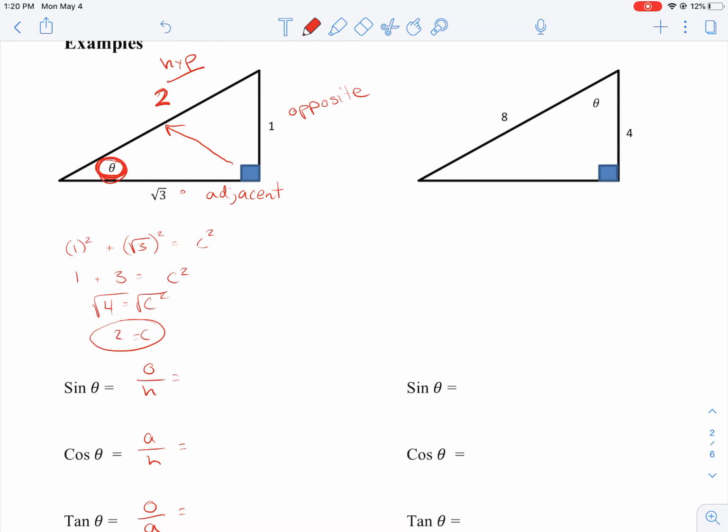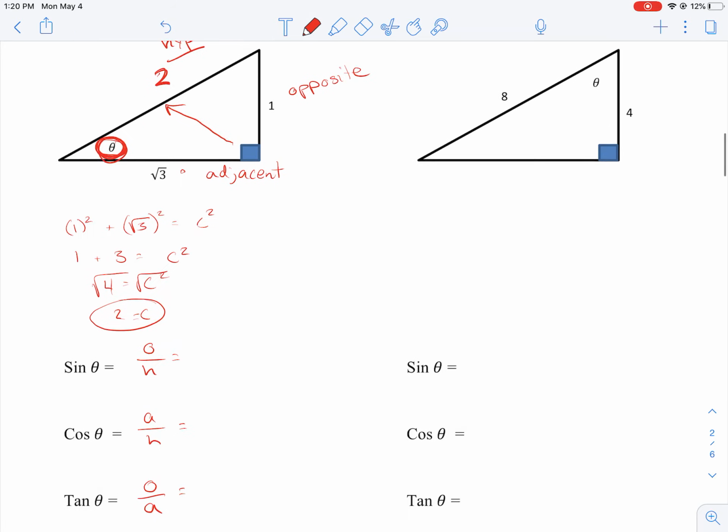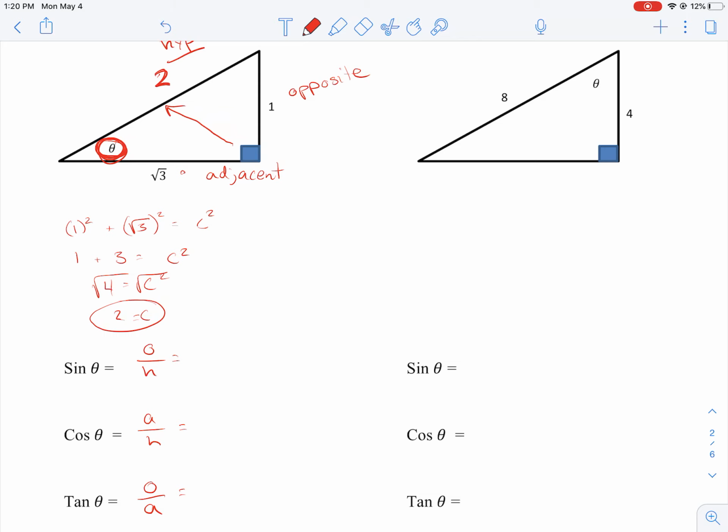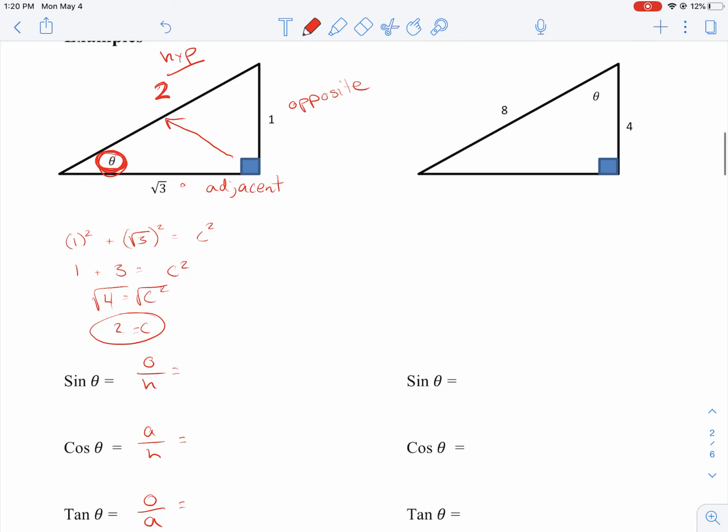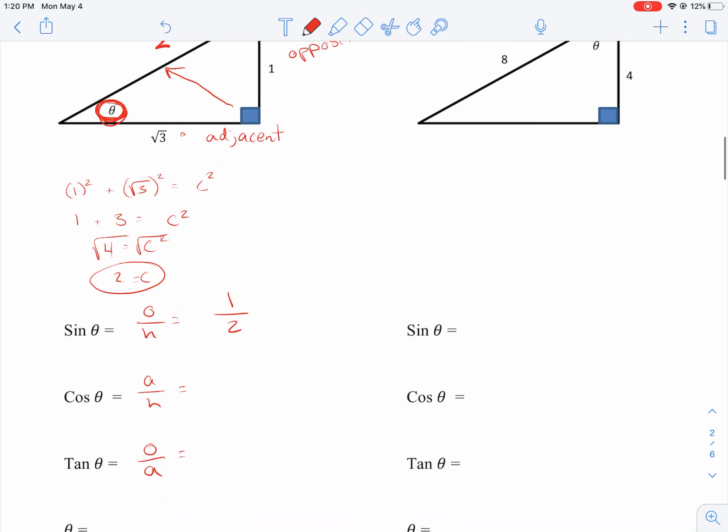Okay? And so now we just have to fill in the blanks. So the sine of theta is going to be 1 over 2. Adjacent over the hypotenuse is going to be square root 3 over 2.